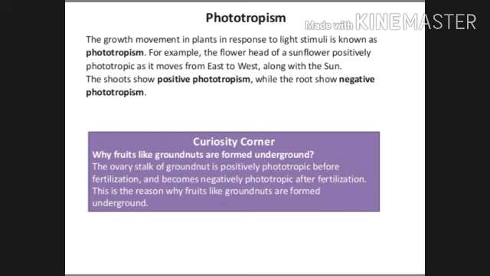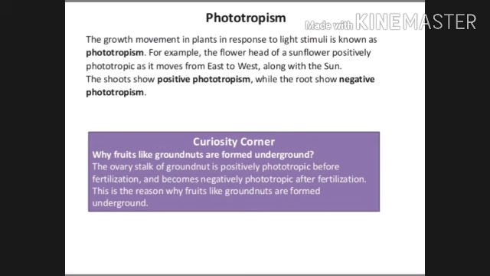For example, the flower head of a sunflower shows positively phototropic movement as it moves from east to west along with the sun. The shoots show positive phototropism while the root shows negative phototropism.